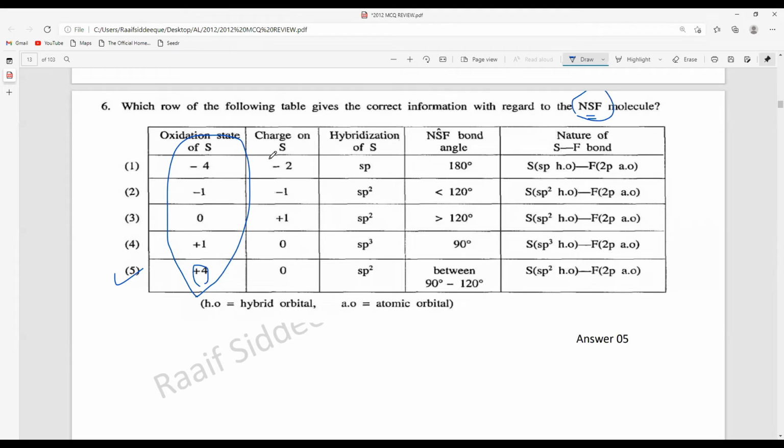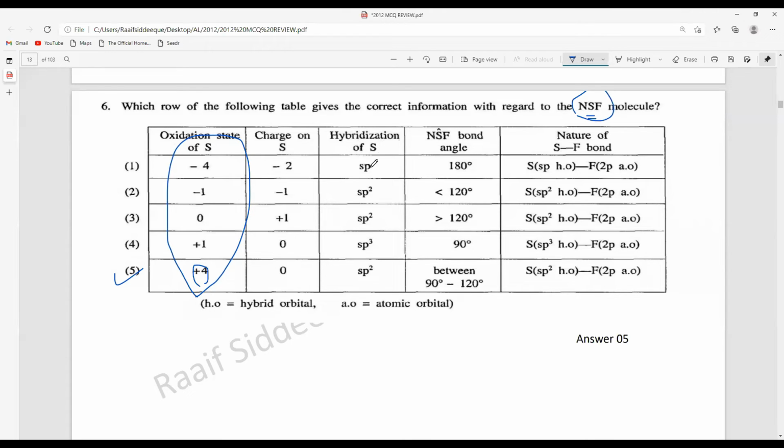Then the second is the charge on sulfur. I told you there will be no charge, because the additional electrons will be added to the d shell. And in the valence shell, you have 1, 2, 3, 4, 5, 6. Not more than 6 or less than 6. It's already 6. So no charge on that.